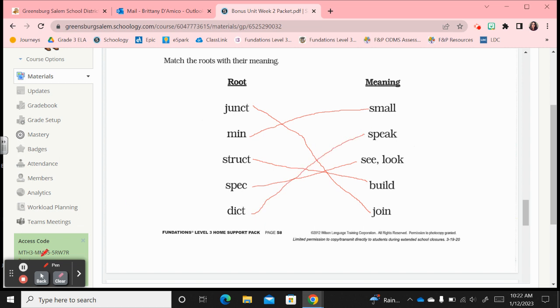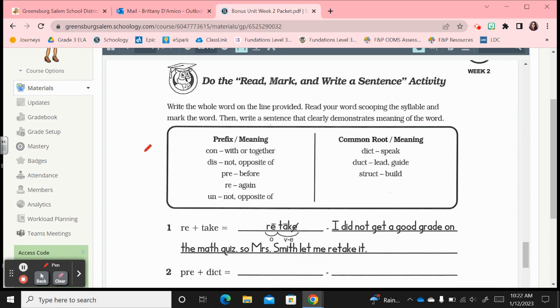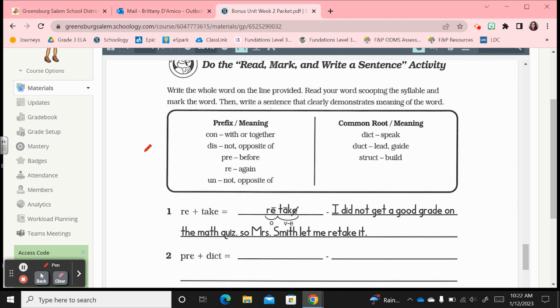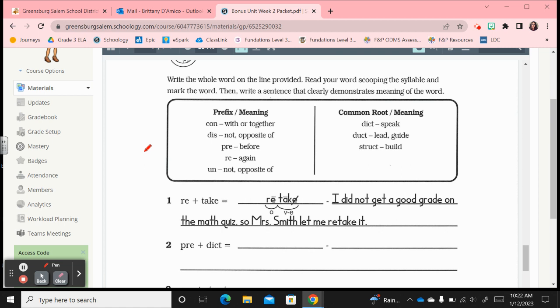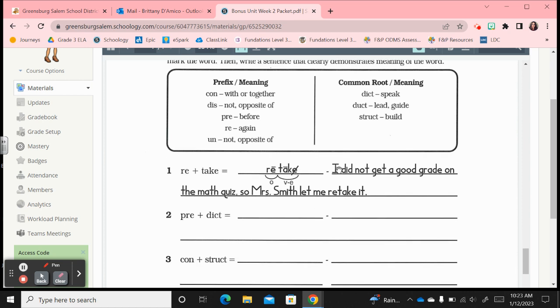Okay, very good. All right, let's take a look at the next page here that says, do the read, mark, and write a sentence activity. It says, write the whole word on the line provided. Then read your word, scooping the syllables, and mark the word. Then you're going to write a sentence that clearly demonstrates the meaning of the word. Okay, so here's an example of what your work should look like.